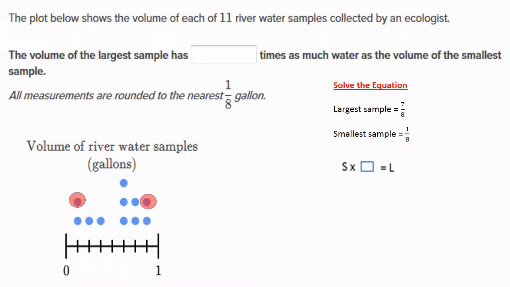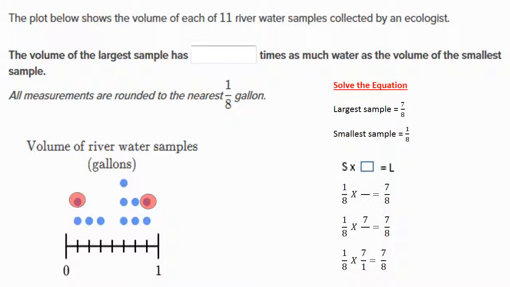So let's import our data for our variables, and we have the small sample, which is 1/8 times some value equals 7/8. Well, we know that when we multiply fractions, all we do is multiply the numerator by the other numerator to get our product's numerator. So in this case, we have 1 times something equals 7. So we know 1 times 7 equals 7. Now our denominators, we multiply our top denominator times our bottom denominator to get our product's denominator. So we know 8 times something equals 8. Well, 8 times 1 equals 8.